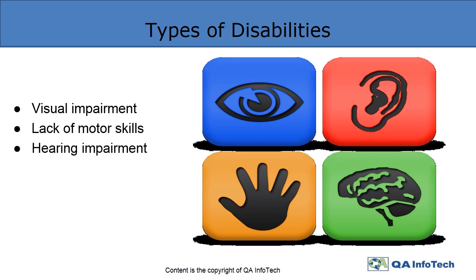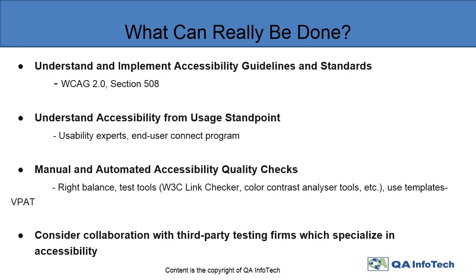Hearing impairment. Auditory impairment again spans the complete spectrum from full audio loss to partial audio loss or low hearing. Cognitive disabilities. This could include reading difficulties, dyslexia, memory loss, or any other associated mental or behavioral disability, thus interfering with an application's use. So, in times as such, what can really be done?